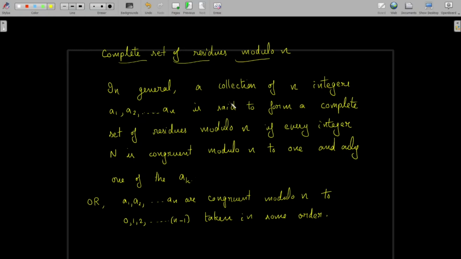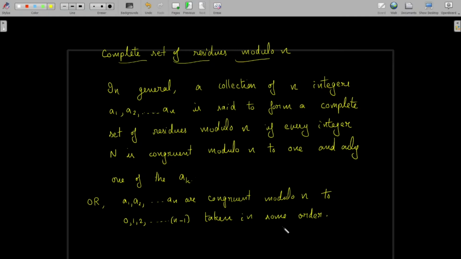In general, a collection of n integers a1, a2, etc., an is said to form a complete set of residues modulo n if every integer capital N is congruent modulo n to one and only one of the ak. Or in other words, a1, a2, etc., an are congruent modulo n to 0, 1, 2, etc., n minus 1 taken in some order.